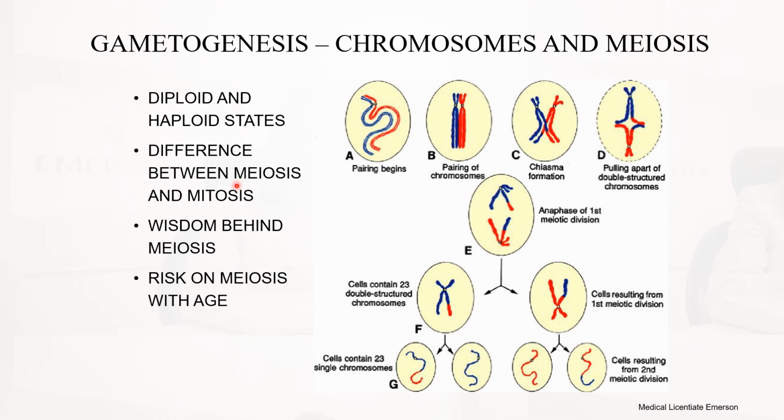Then you also need to know the difference between meiosis and mitosis. Meiosis is the cell division that happens in gametes, and it is also known as reduction division. In meiosis, the number of chromosomes is reduced from the diploid state into the haploid state, whilst mitosis usually just maintains the number of chromosomes. So if it's diploid, it remains diploid. Meiosis is cell reduction, mitosis maintains.